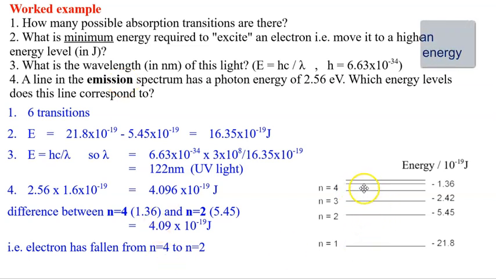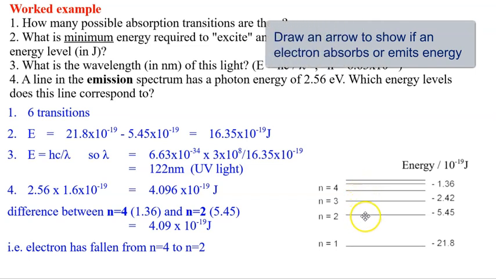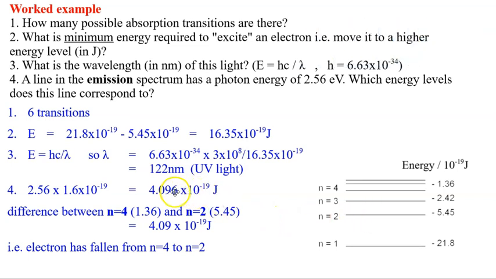And very often in the exam, you need to draw an arrow to indicate the direction. So just identifying that it's 4 and 2 will not be sufficient. We need to say that it's falling from 4 to 2, which will correspond to this particular energy difference, and that will correspond to the particular photon emitted in this case.